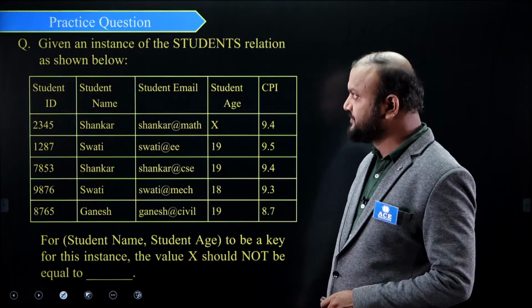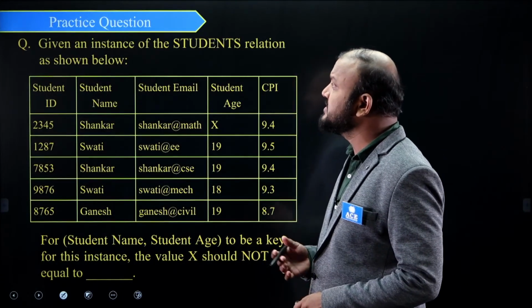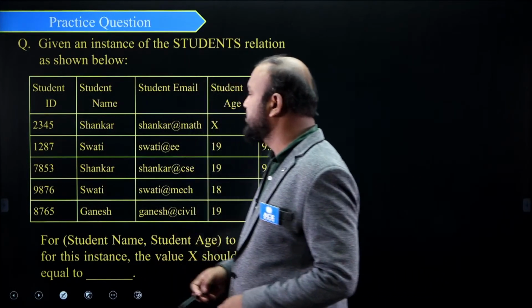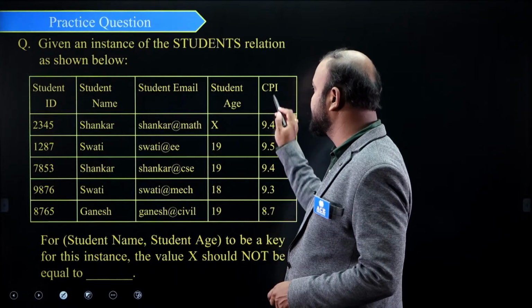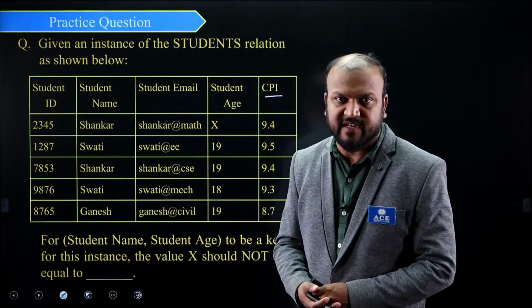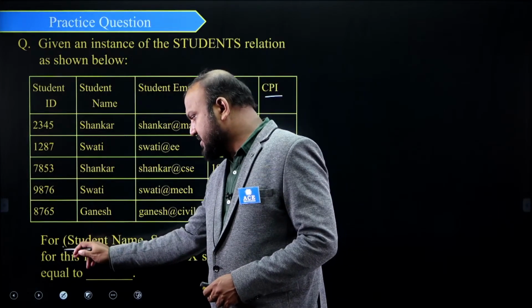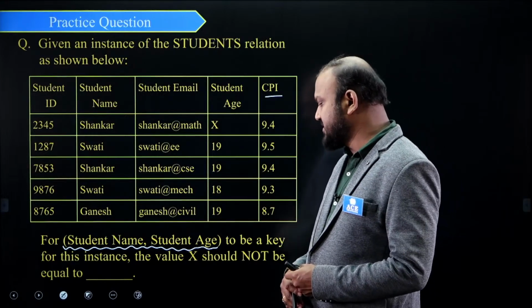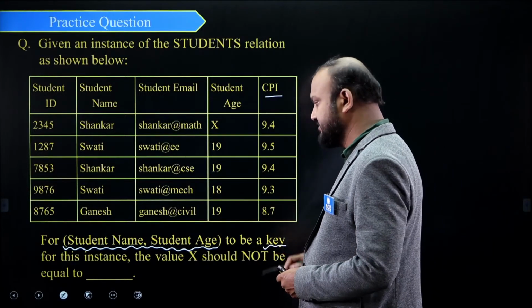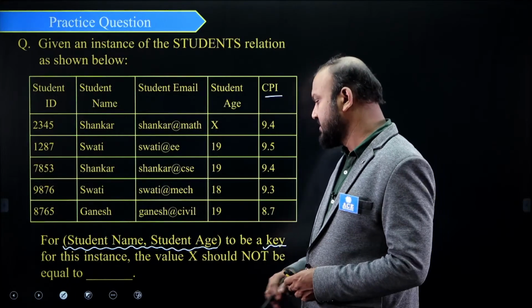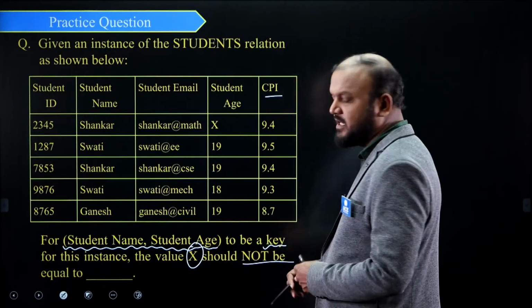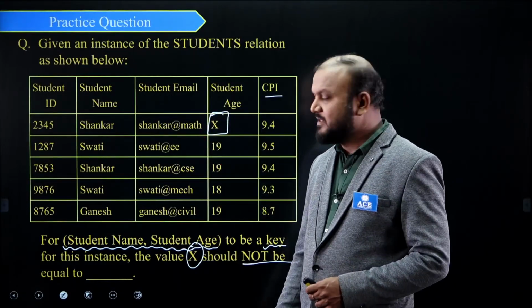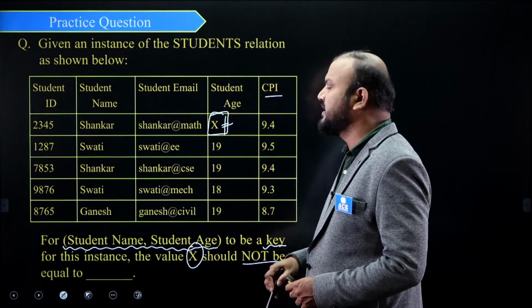Look at this question also. Given an instance of the student's relation as shown below: Student ID, student name, student email, student age and CPI. Some table of data is mentioned. Look at the question: for student name comma student age to be a key, for this instance, the value of X should not be equal to what? Here in the table, X is mentioned.